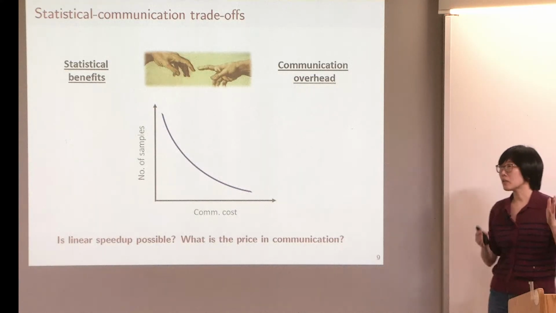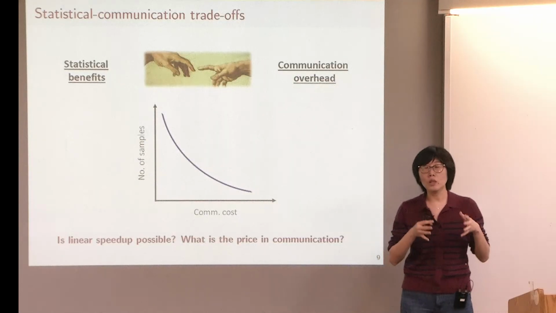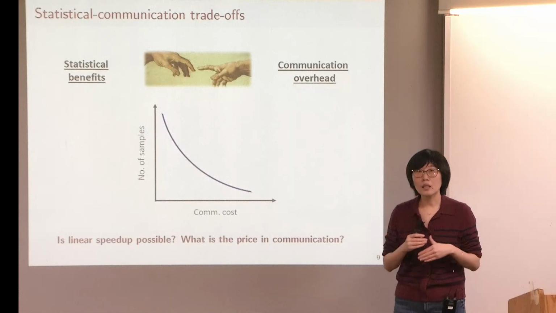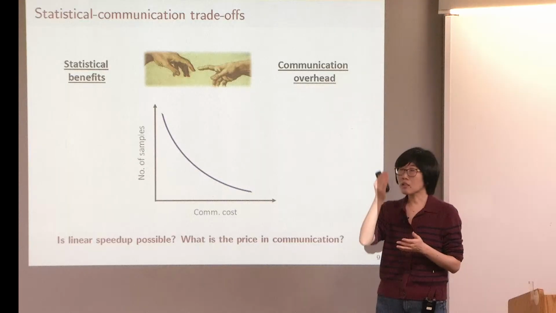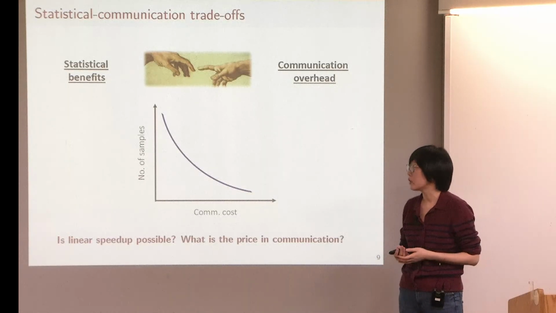On the other end, if you don't do communication at all, you just have every agent work in their silo, so you're not going to get any collaboration gain, but you are also not going to cost anything in terms of communication. So naturally, there will be some kind of statistical communication trade-off.